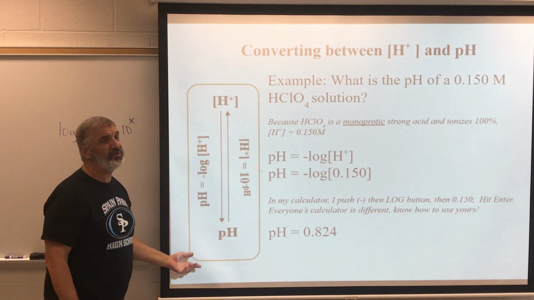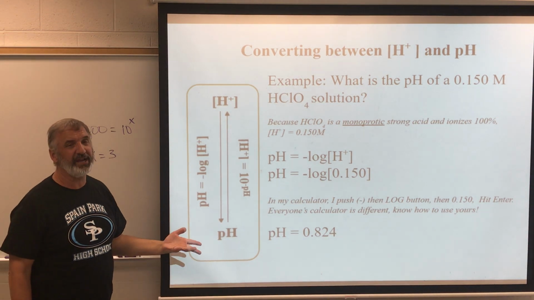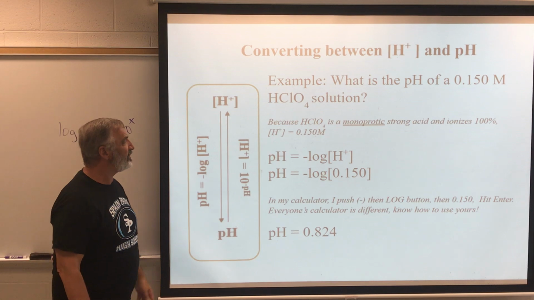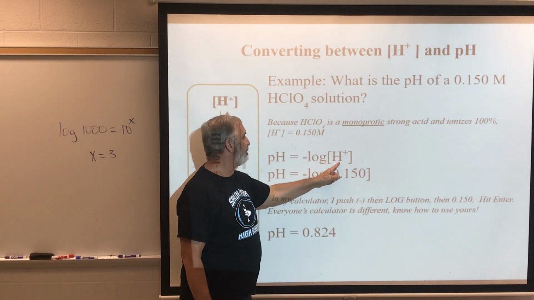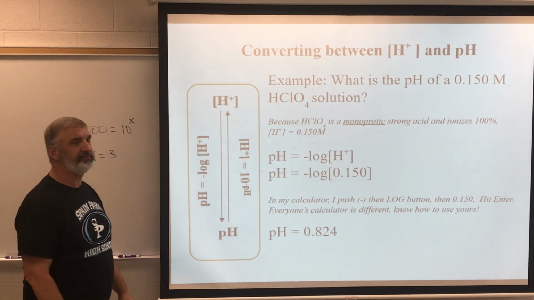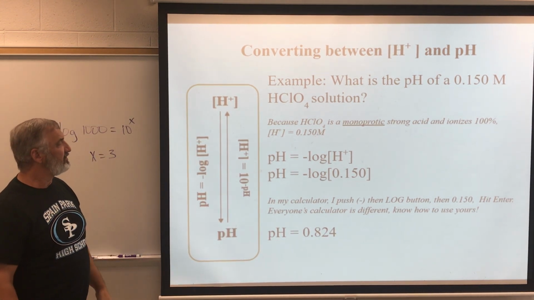There's only one diprotic strong acid, so H2SO4 is the only one you'd have to watch for. But once I know that, then it's simple. Just plug in the negative log of 0.15, and it comes out to 0.824. All right, so that's it.